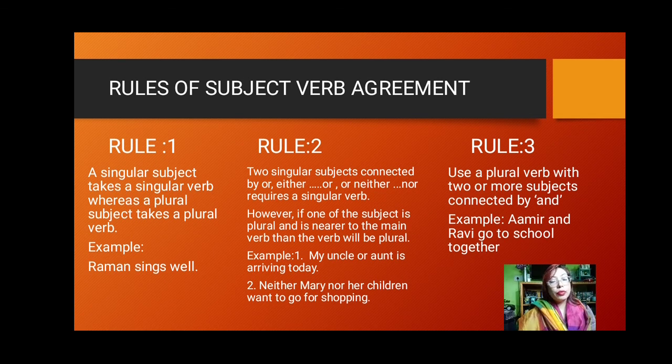So these are the three important rules which you have to keep in mind. Singular subject, singular verb. Two singular subjects connected with or, either-or, neither-nor, we give a singular verb. But if one of the subjects is plural and is nearer to the main verb, we give a plural verb. And the last one is, if there are two subjects connected together in a sentence with the word and, what do we do? We give a plural verb.